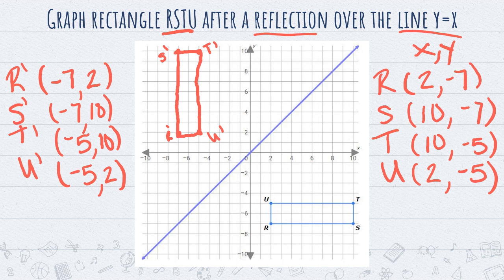So now one important thing to note on this one is that whenever you graph it in IXL, you need to graph them in the same order. So for example, it's rectangle RSTU. So you need to graph it R, then S, and then T, and then U. Otherwise, it might not connect properly.